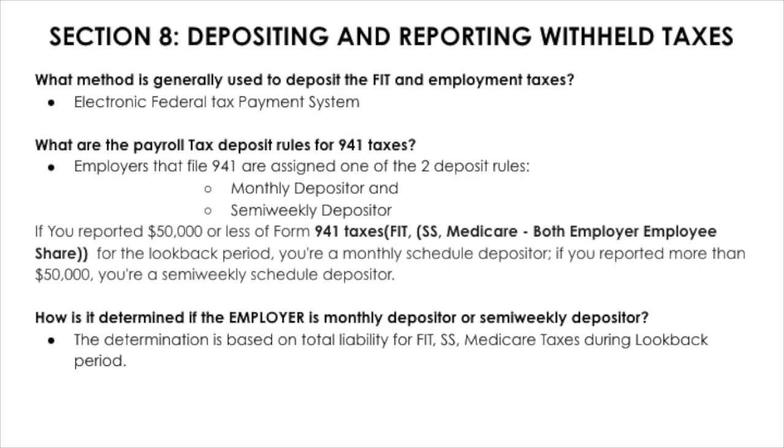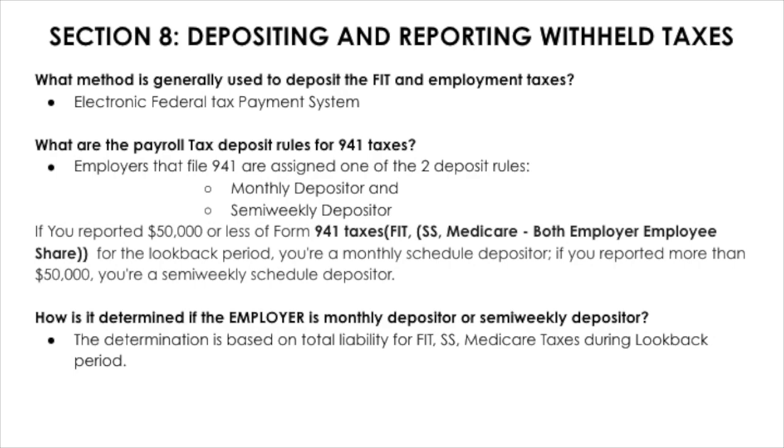The form that is used by the employer is called 941, which is the quarterly payroll tax return. And the taxes that are reported on that are the federal income tax that is withheld from employees' paychecks, employees' portion of Social Security and Medicare, and employers' portion of Social Security and Medicare.